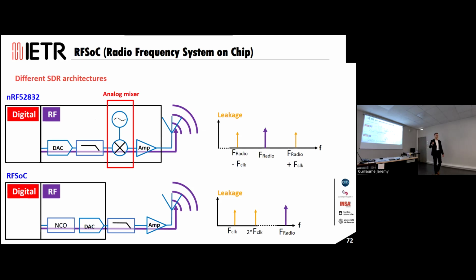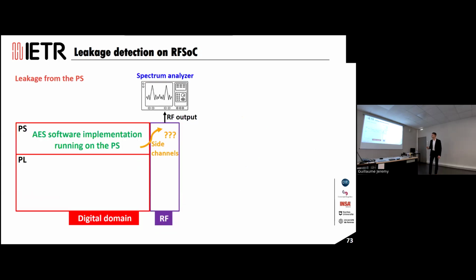And another difference is that on the NRF, we had an internal amplifier which amplifies the leakage before it's transmitted. While in the RFSoC, this amplifier is expected to be off-band. So when we are collecting the leakage at the output of the RF interface, the leakage is not expected to be amplified.